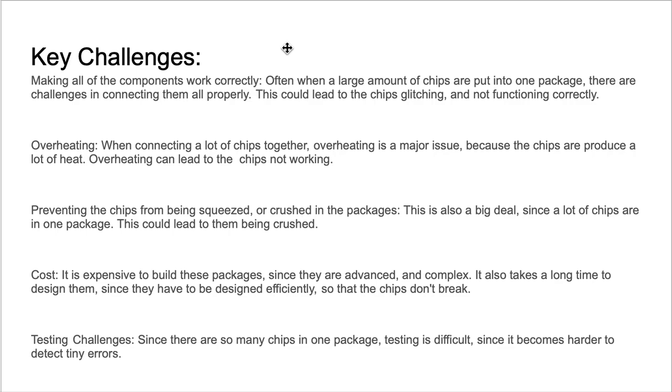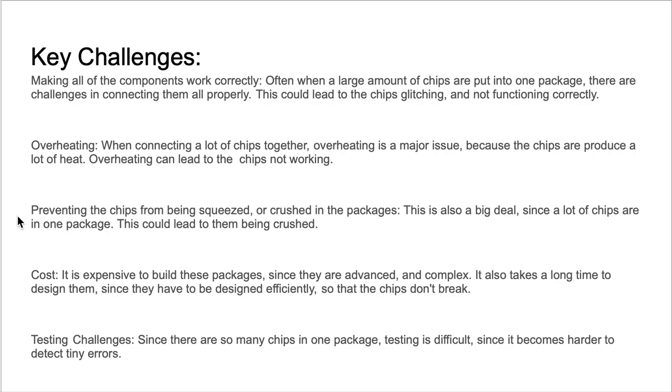So some of the key challenges are, first of all, making all of the components work correctly. This is a challenge because you're connecting a lot of chips together into one package. It's a large amount of chips, and they might not really work correctly. They could glitch and not function properly. Another challenge is overheating. This is a big one. The chips generate a lot of heat, and when there's a lot of them in a single package, this can cause overheating, and overheating can lead to the chips not working.